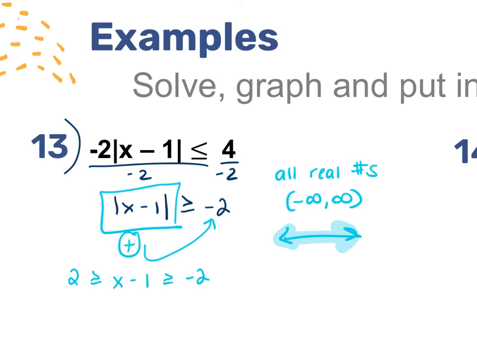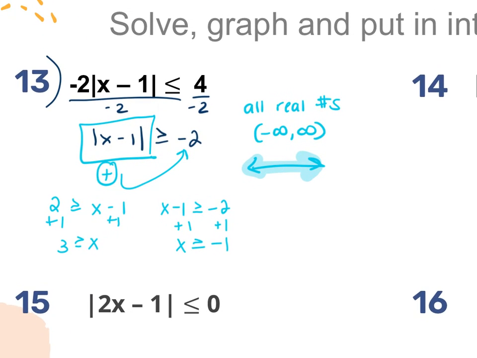I'd keep it as it's a greater than statement. So actually, let me split this up. Solve this, add the 1, plus 1. And I get an or statement that says x has to be greater than or equal to -1 or less than or equal to 3. So because it's an or statement and not an and statement, it would be the entire shaded line, which would be all real numbers.